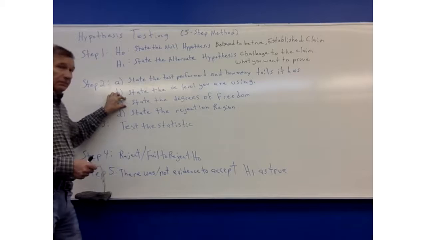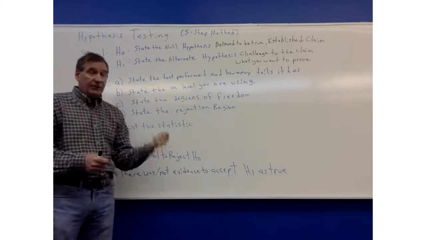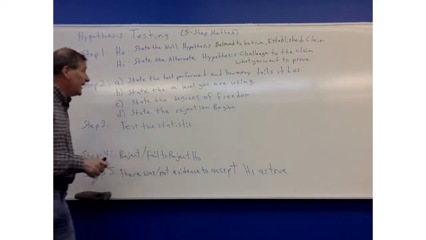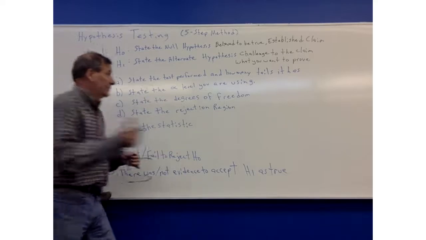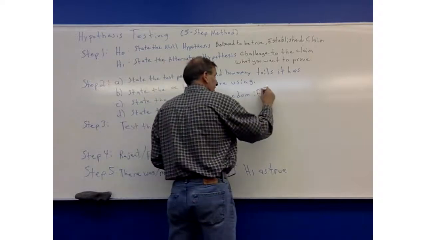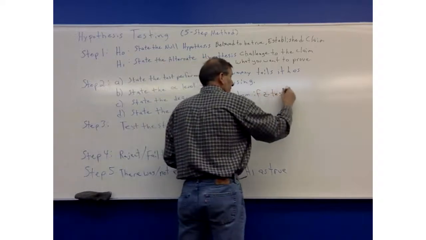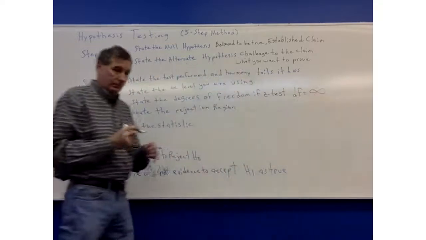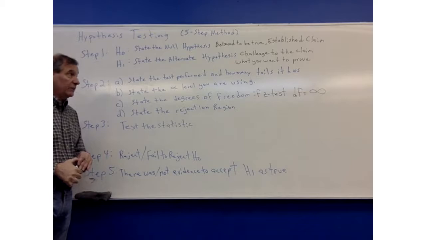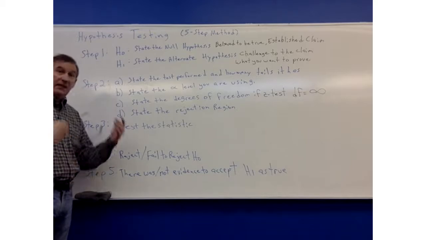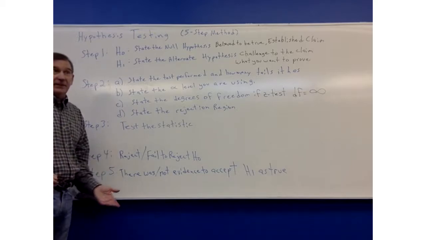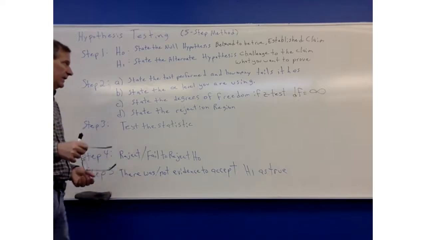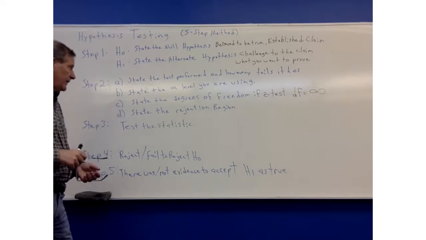State the degrees of freedom. We have to find the degrees of freedom so we can find our t critical value. All we do is state the degrees of freedom. Now, if it's a z-test, the degrees of freedom will be infinity. If it's a t-test, it'll be a number 30 or less. 30 is on the chart also.